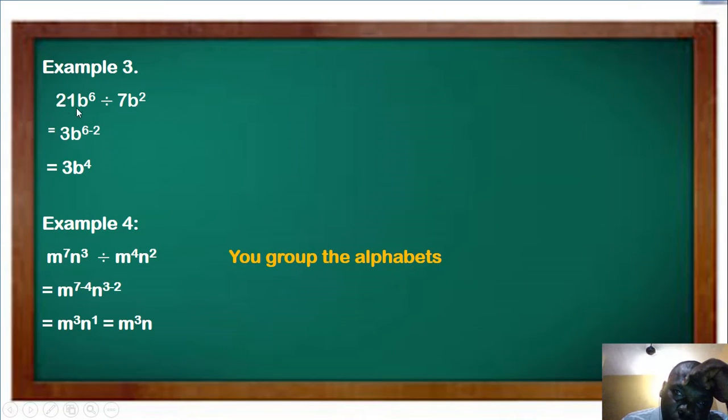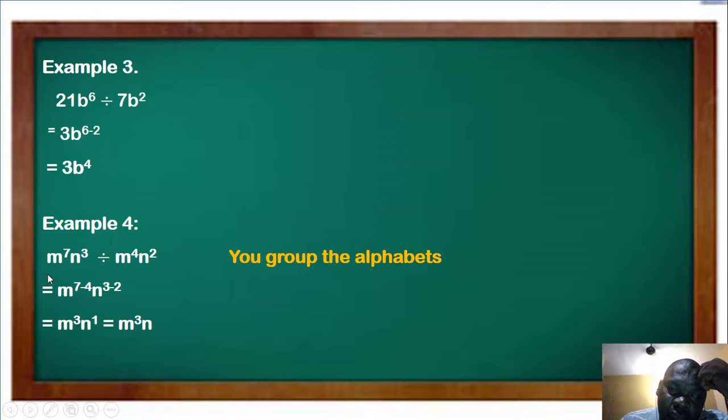Example 3. 21b raised to power 6 divided by 7b raised to power 2. In this scenario, 21 divided by 7 is equal to 3. So b raised to power 6 minus 2. So 6 minus 2 is equal to 4. So then we have 3b raised to power 4. In this case, 21 is divisible by 7, so that's why we have 3. So 3b raised to power 4 is the answer, because 6 minus 2 is equal to 4.